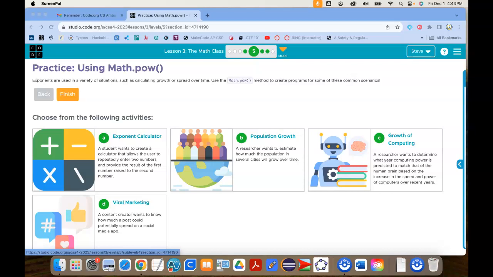Lesson 3, level 5. Again, choose your own adventure using the Math.pow function. And let's do the population growth.